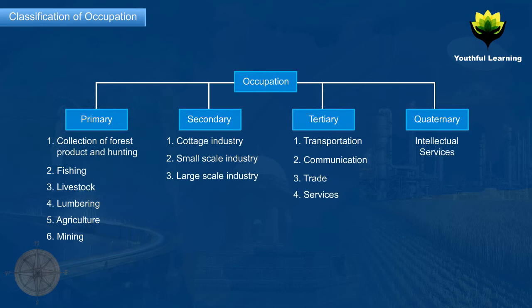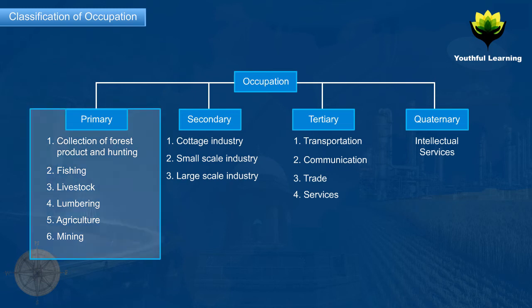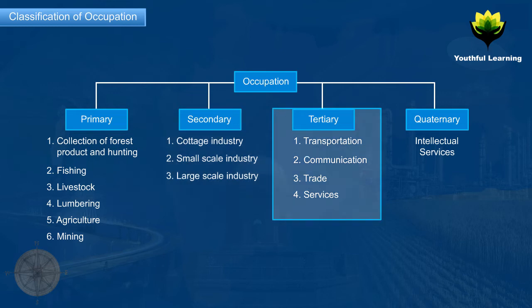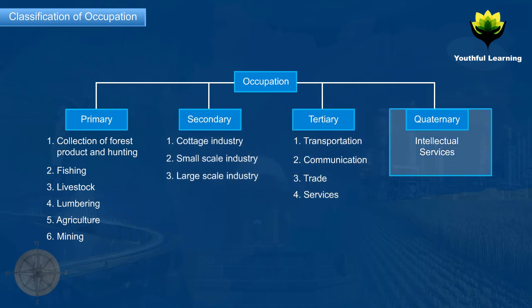Classification of occupation. Occupations can be classified on the basis of nature and function of activities into primary, secondary, tertiary, and quaternary occupations.